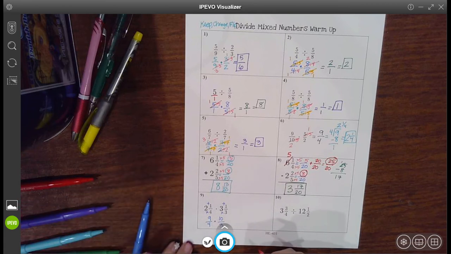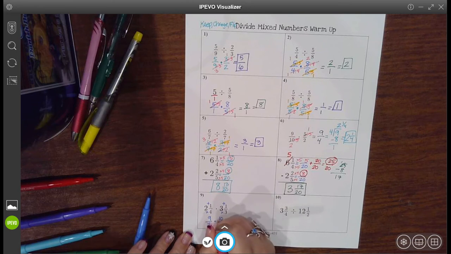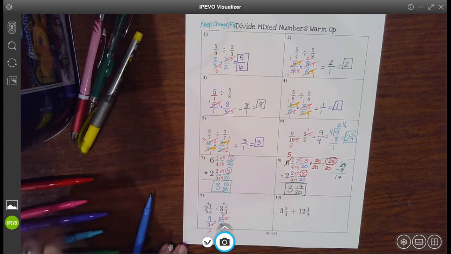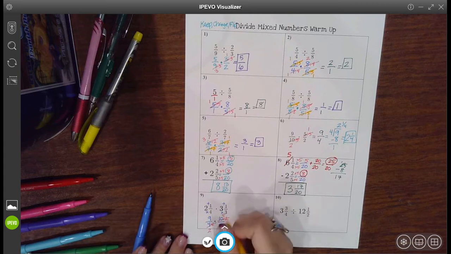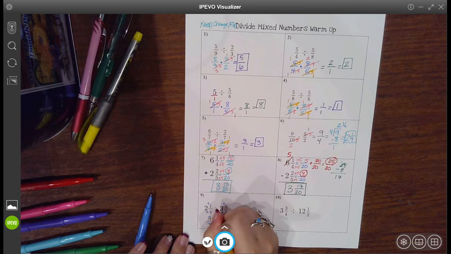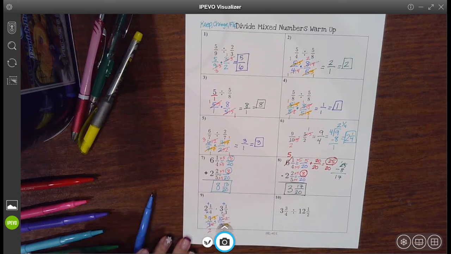Okay. Now I look to see if anything can cross cancel. Yeah, 4 and 10 are both divisible by 2. 10 divided by 2 is 5. 4 divided by 2 is 2. What about the other numbers across from each other? Do you see anything? Yeah, 3 can go into both. And 9 divided by 3 is 3. 3 divided by 3 is 1.